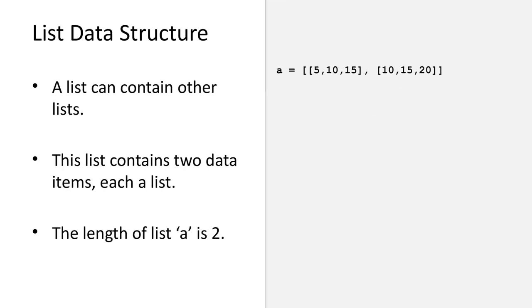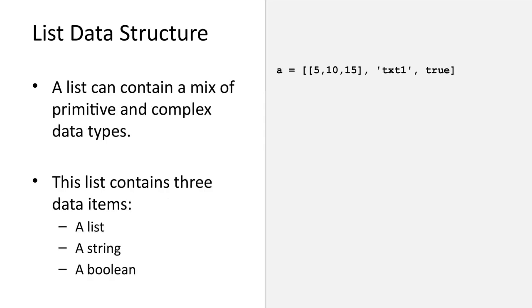Lists can also be nested inside one another. So lists can contain other lists. The nesting can go to any depth. So you can have lists of lists of lists, and so on. You can also create lists that contain a mix of complex and primitive data types. The list is a very flexible data structure.